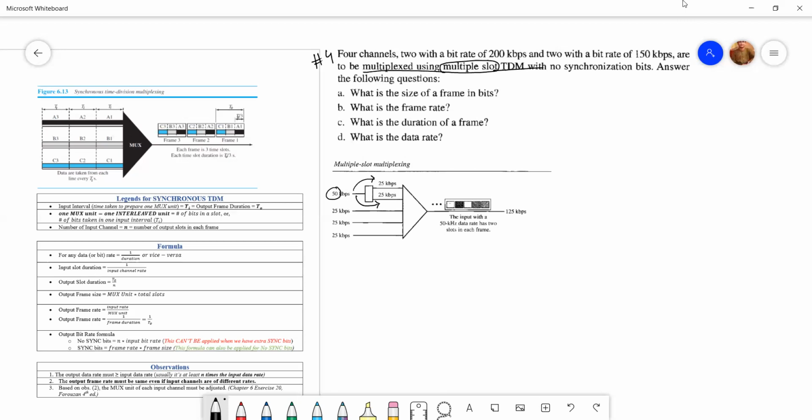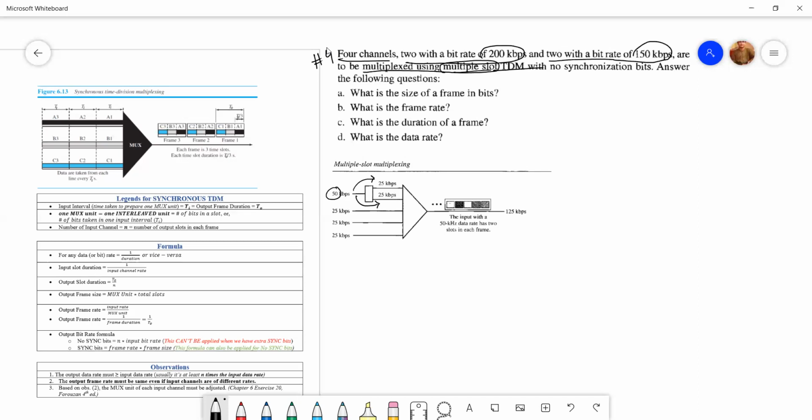We are increasing the number of slots, because in the previous case we could have 4 bits. Now there will be 5 slots together. So using that concept, let us solve this math. We have 4 channels, 2 with a bit rate of 200 kbps and 2 with a bit rate of 150 kbps. Are they going to multiplex using the 5 slots of the TDM?